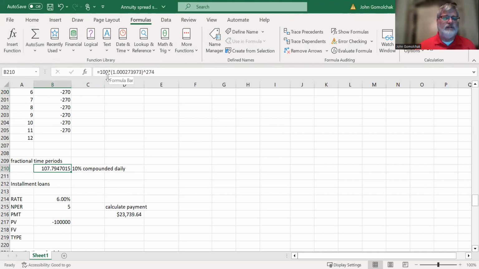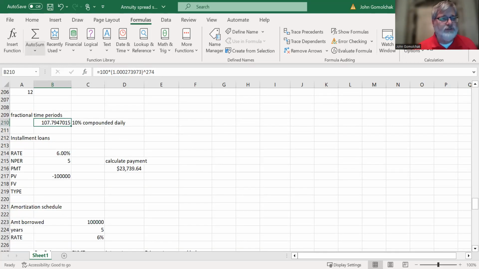No, I did 100 times, to make a, here's the, oh, it's $100. Here's the 1.0, and then the interest rate caret 274 to bring it to the 274th power. So it did come out 107.79, and that's the number that the book gave us also. All right.